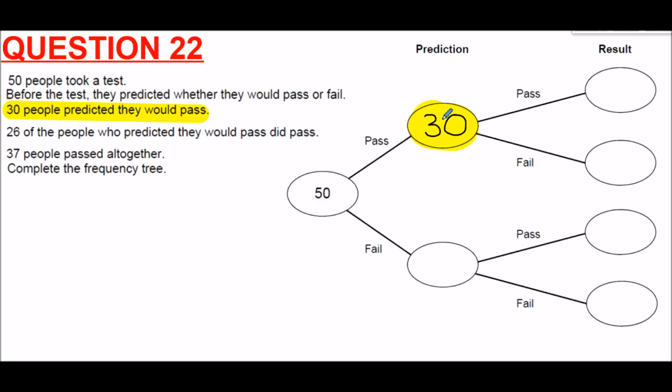Now, if 30 predicted they would pass, that must mean the other 20 must have thought they'd fail. That's 20 because 50 take away 30 will equal 20. The next thing it says is that 26 people who predicted they would pass did pass. And so up here, 26 people did think they'd pass, so we put 26 here.